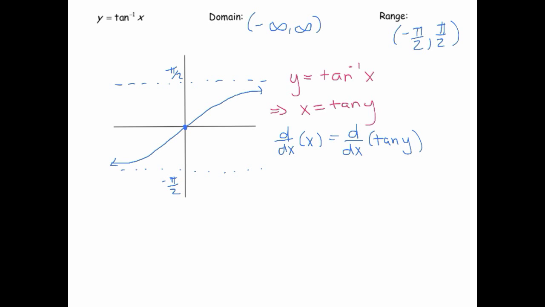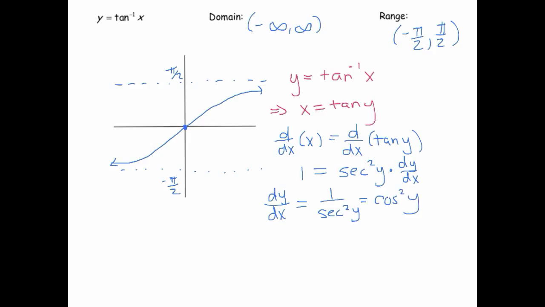The derivative of x is 1. The derivative of tangent is secant squared. And then I get it times the derivative of the inside, dy dx. And so that must mean if I solve for dy dx, it's 1 over secant squared, which I could also write as cosine squared of y.